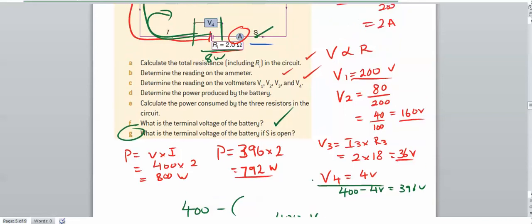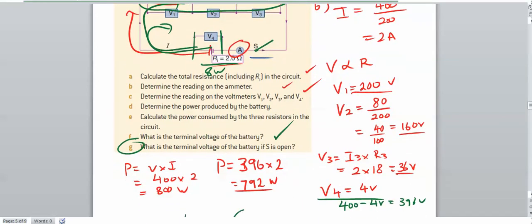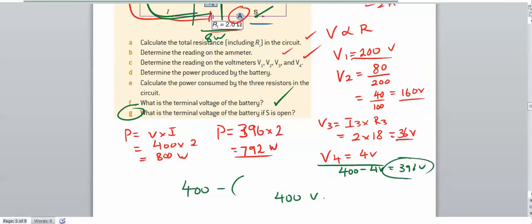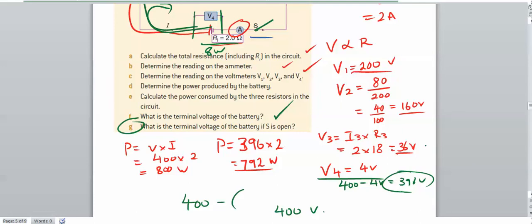However, when you plug it into this circuit with 3 resistors in series, you're going to have a terminal voltage of 396 due to the fact that the electricity is flowing through the resistors and constantly flowing through that battery.